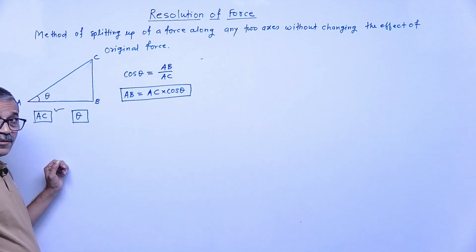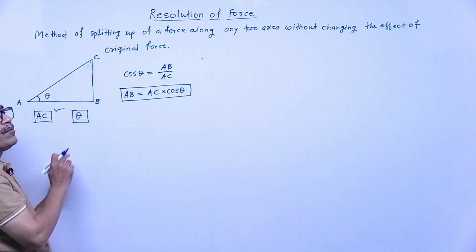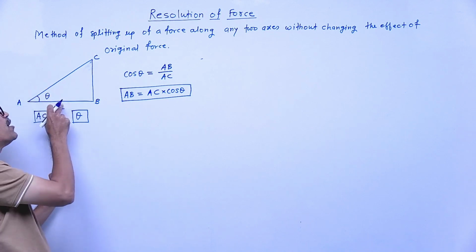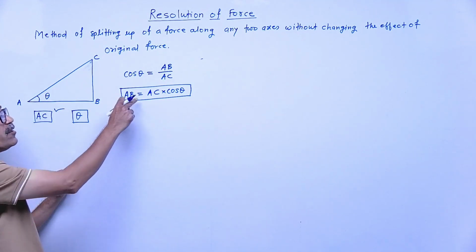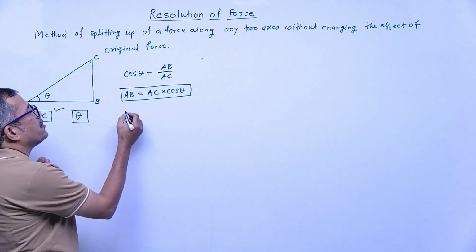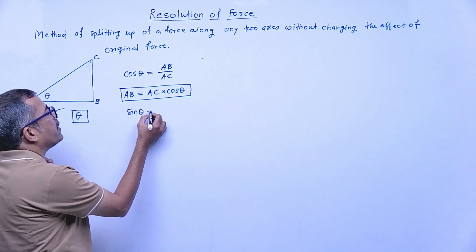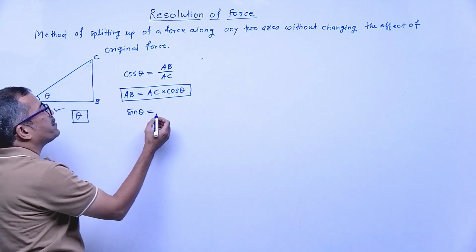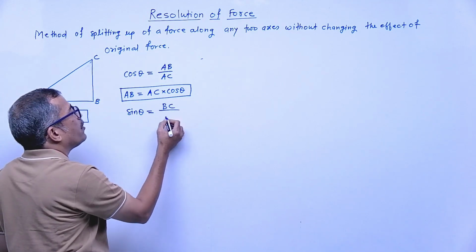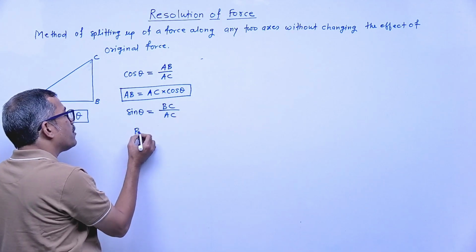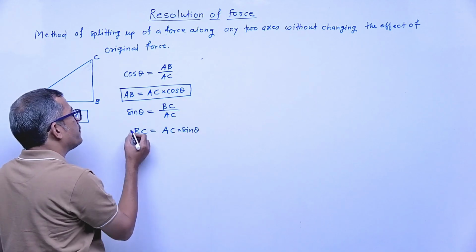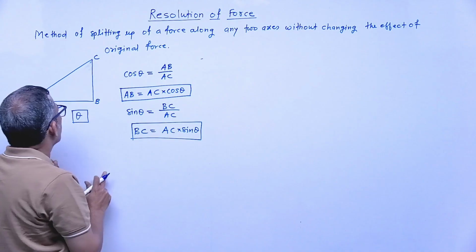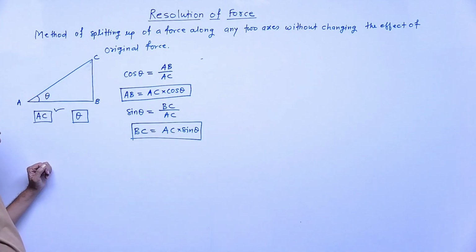How to find the length of the adjacent side: if the length of the hypotenuse is known and the inclination of the hypotenuse is known, then the length of this adjacent side AB is hypotenuse into cos theta. Similarly, if I write sin theta, the length of the opposite side is BC upon hypotenuse, which means the length of the opposite side is given by AC into sin theta. Clear? So theta and AC are known. How will you find the length of the adjacent and opposite sides?